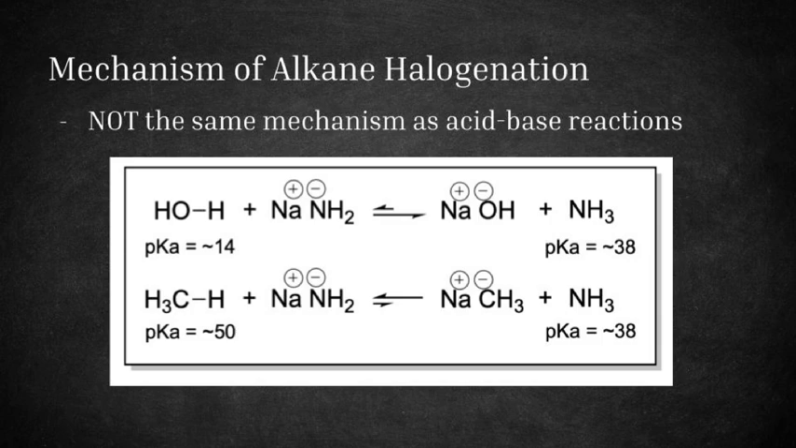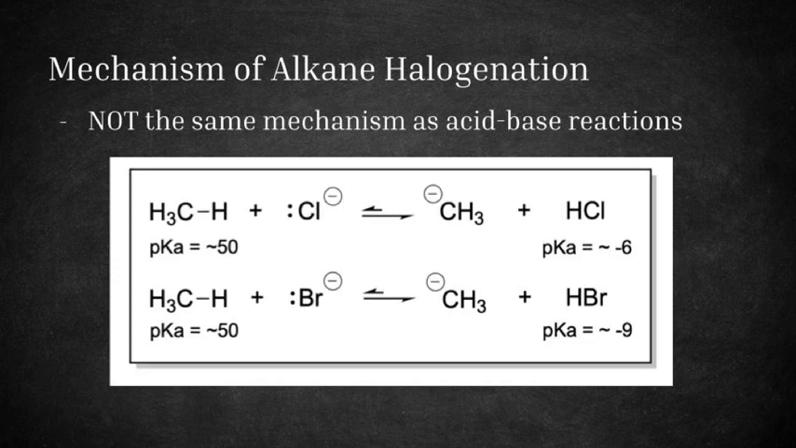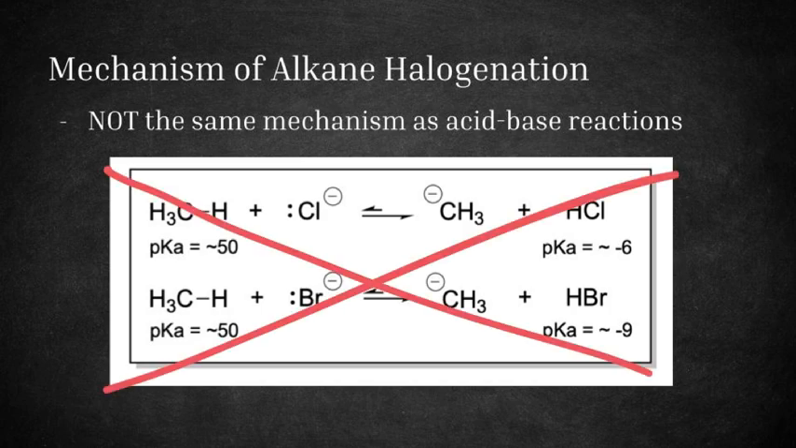Based on the pKa's of species in the two reactions, we can see that it is favorable to break an O-H bond to form an N-H bond, while it would be unfavorable to break a C-H bond in favor of forming an N-H bond. Based on this observation, it would be even less likely that halogenation occurs via a similar mechanism, as a chloride or bromide anion are significantly weaker bases than sodium amide, making the reaction many orders of magnitude more unfavorable.